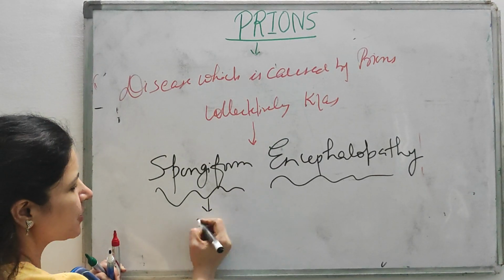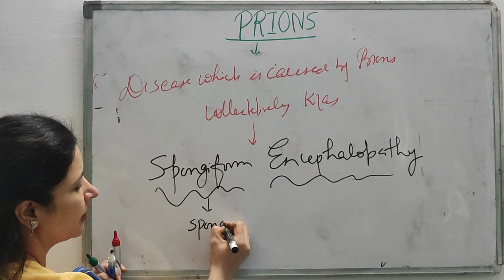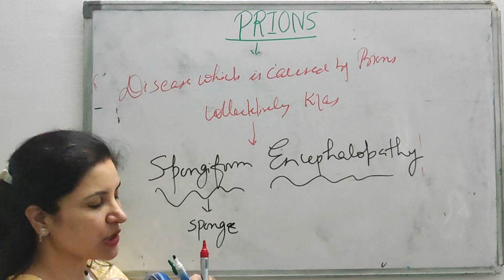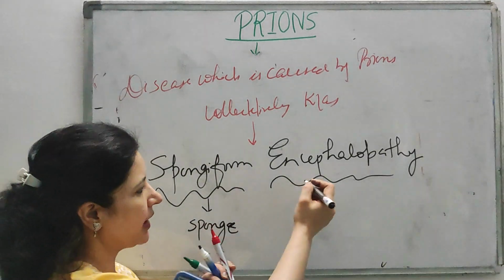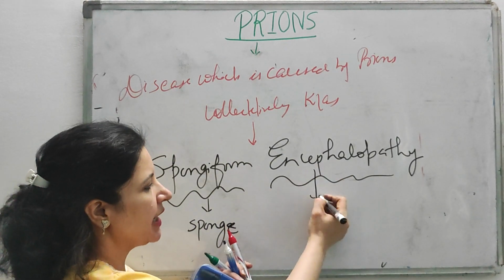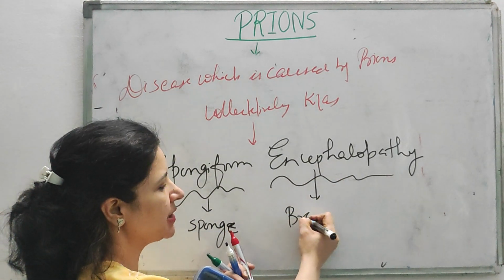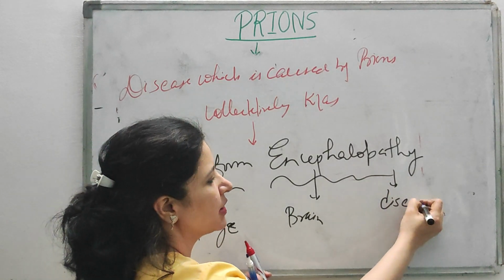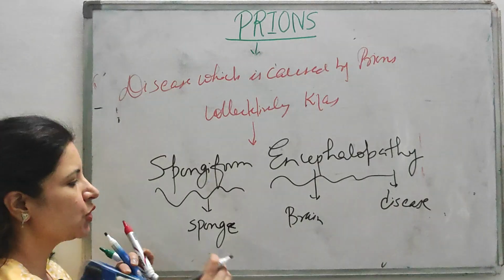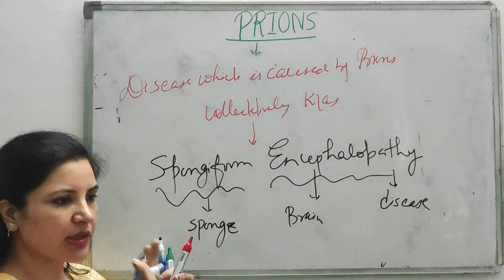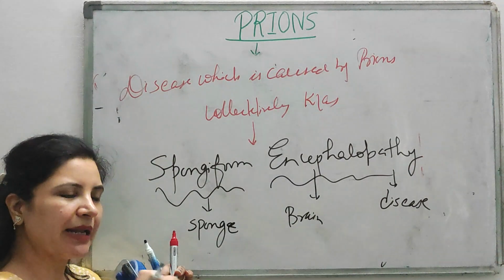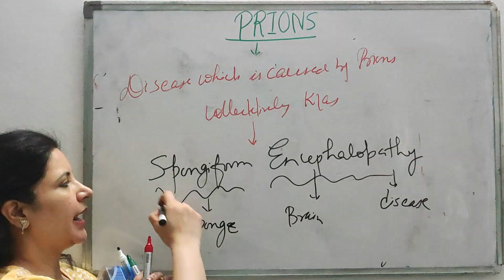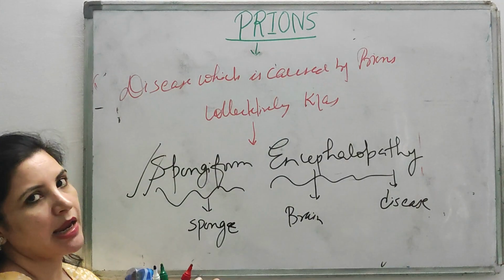What does it mean? Spongiform means like a sponge. You have seen a sponge having a pore-like structure, small pores are there. So spongiform means sponge, encephalo means brain, and pathy means disease. So these are the diseases which cause your brain to become ultimately sponge-like, that is, having a pore-like structure. That's why these are known as spongiform encephalopathy.